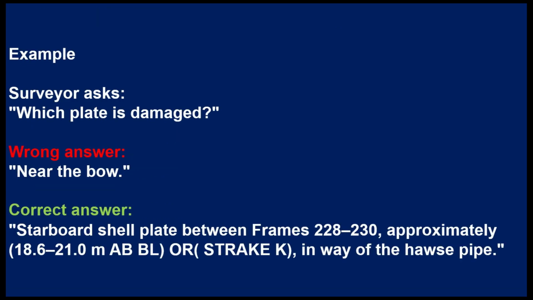Slide 7. Now suppose the surveyor asks, which plate is damaged? Wrong answer: it will be near the bow. Correct answer: starboard shell plate between frames 228 to 230, approximately 18.6 to 21.0 meters ABBL, or Strake K, in way of the hawse pipe.